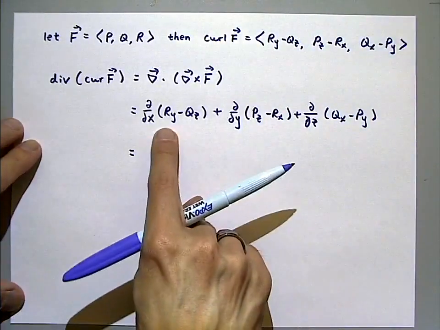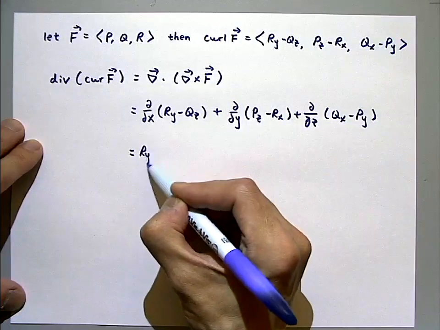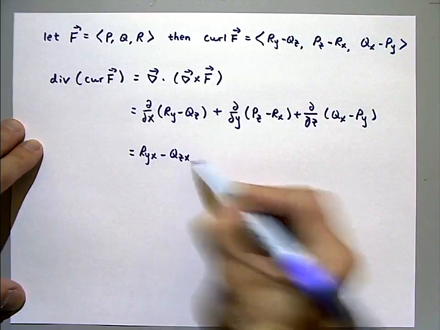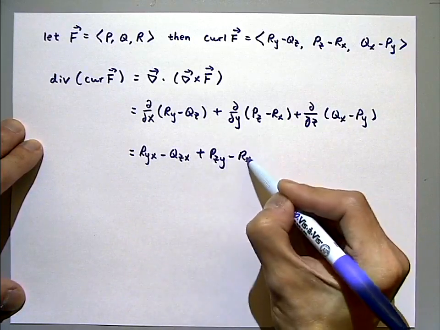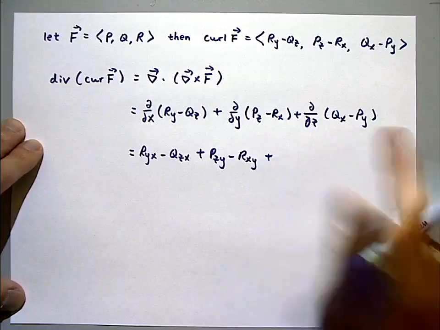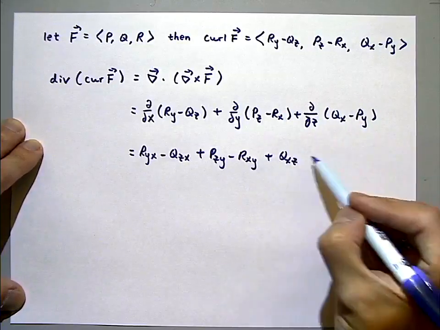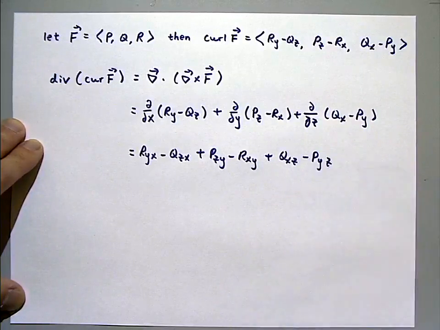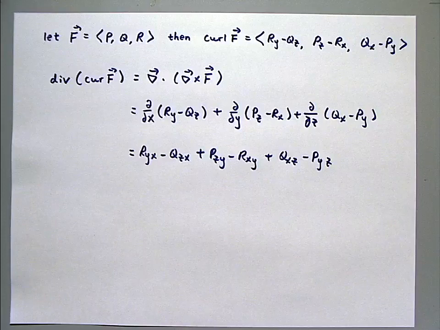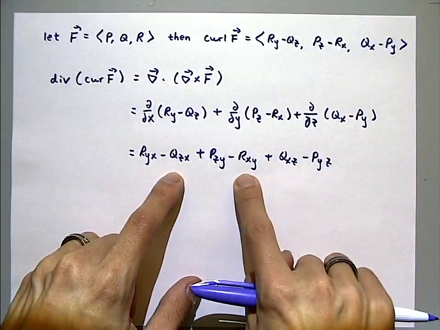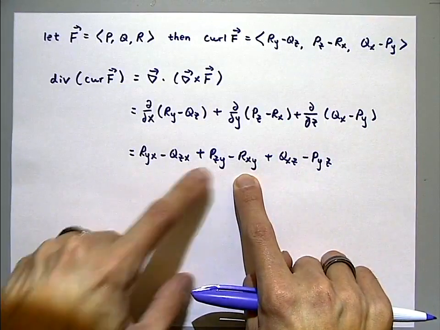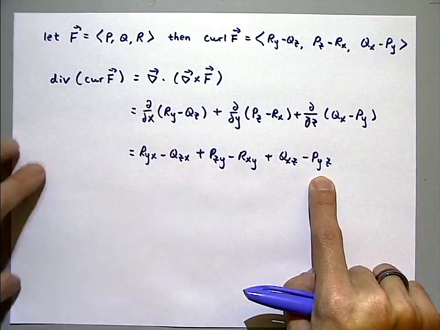So what do we get? We get Ryx minus Qzx plus Pzy minus Rxy plus Qxz minus Pyz. What do we get? 0 again, right? Because Qxz and Qzx are the same thing. Rxy and Ryx are the same thing. And then Pzy and Pyz are the same thing. So we get 0 again.